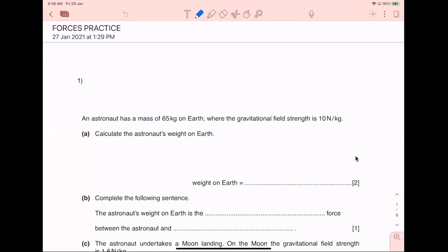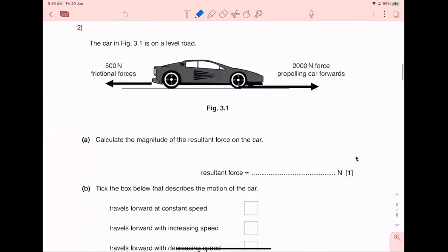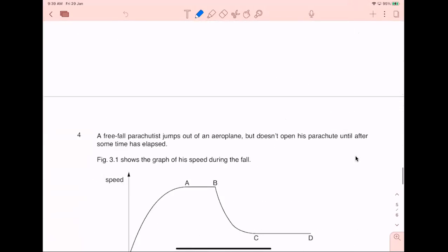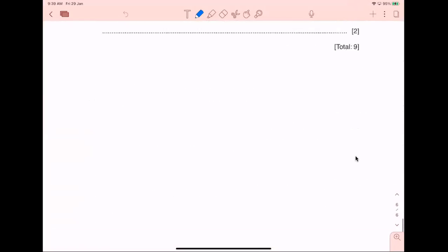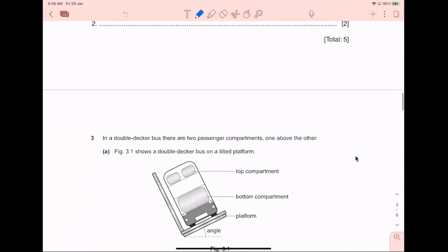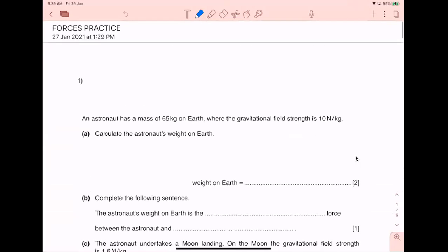Another homework that I assigned you is the forces practice. There are only three questions. Some of you are asking me how to do this, so I'll do a quick explanation on how to answer these questions. Let us review the first question.